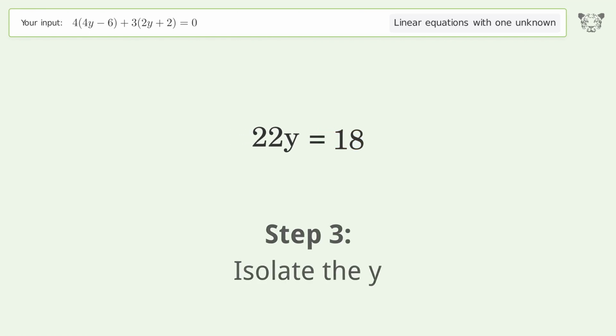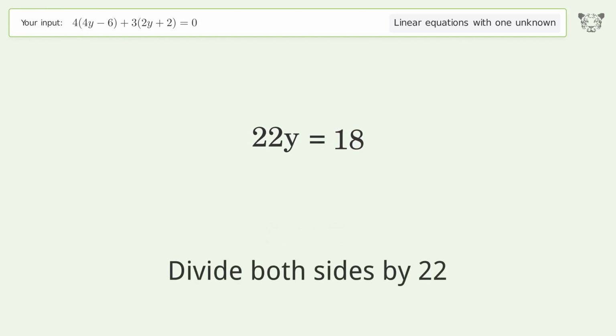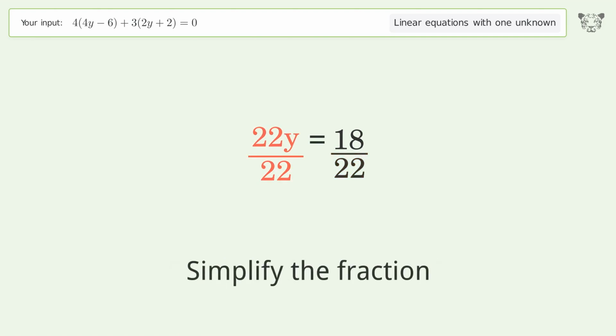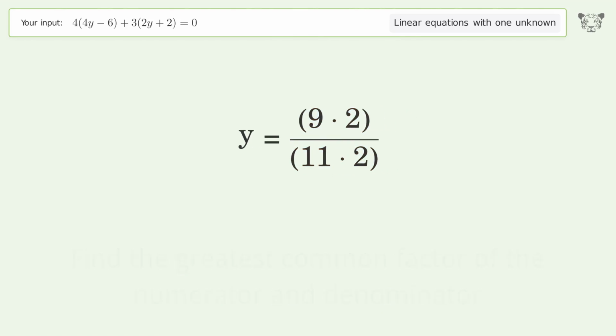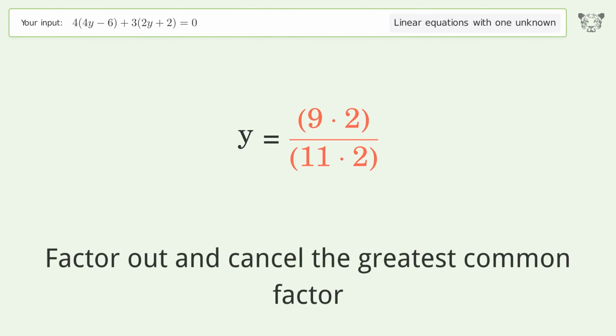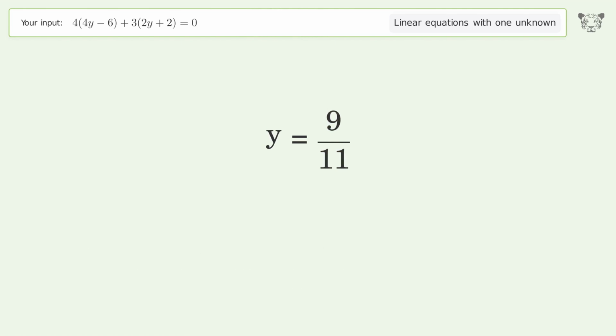Isolate the y. Divide both sides by 22. Simplify the fraction. Find the greatest common factor of the numerator and denominator. Factor out and cancel the greatest common factor. And so the final result is y equals 9/11.